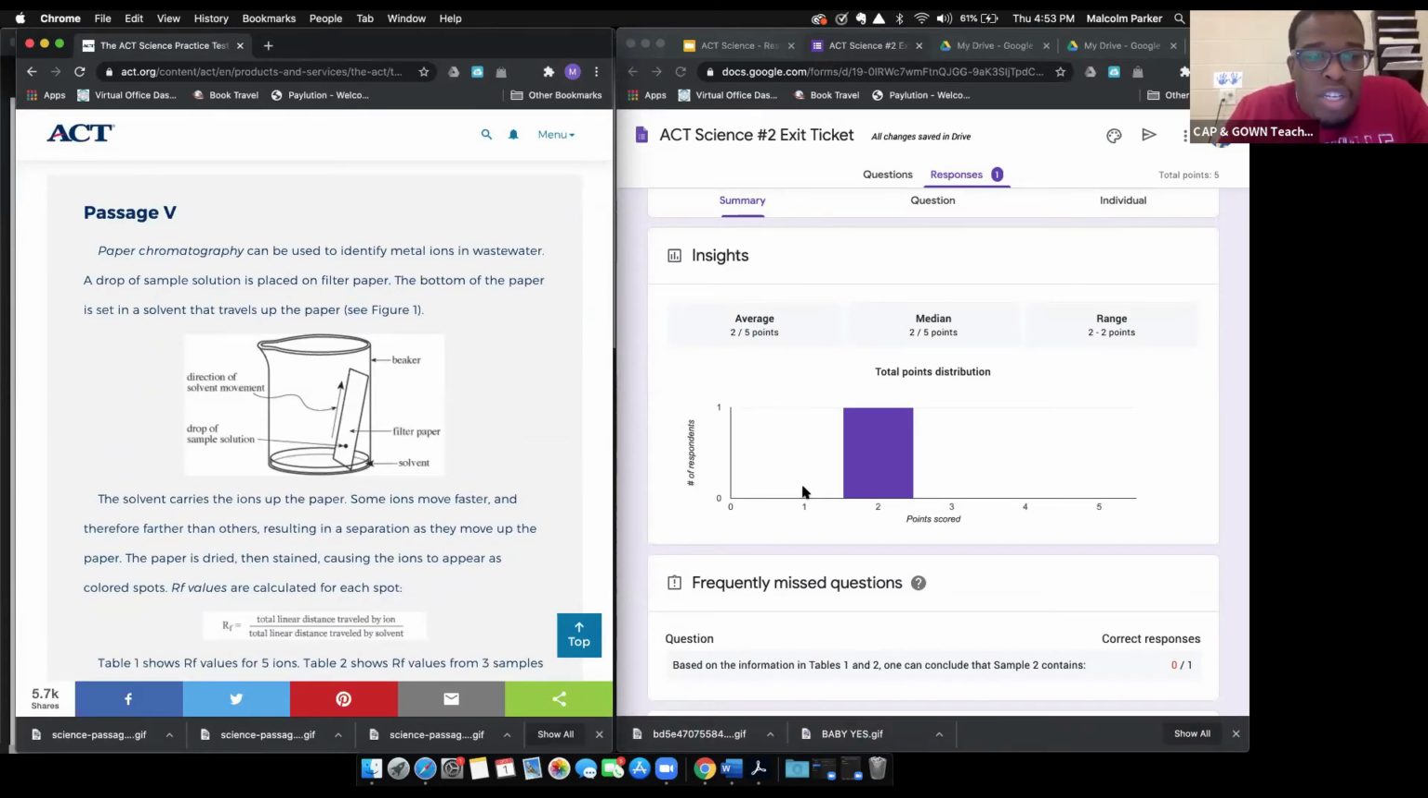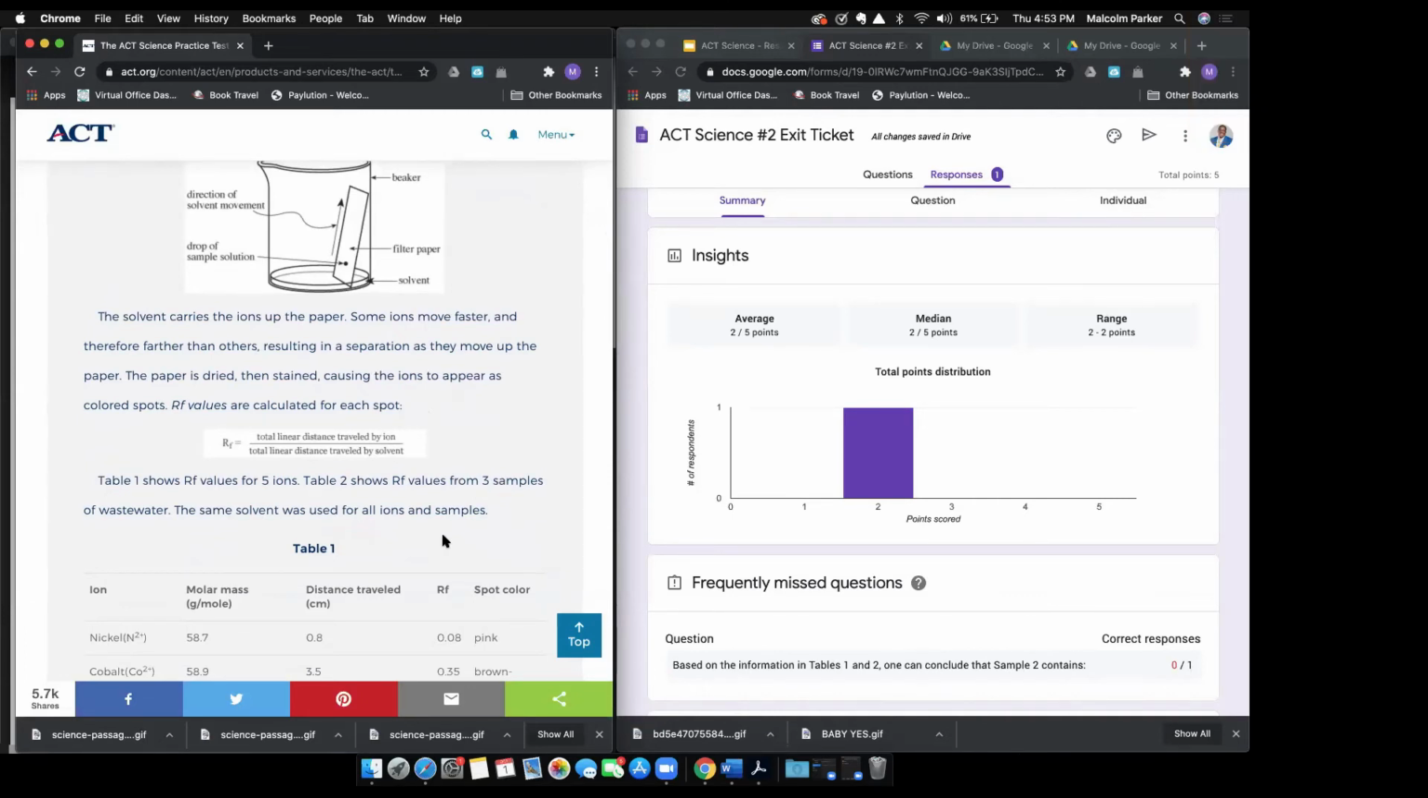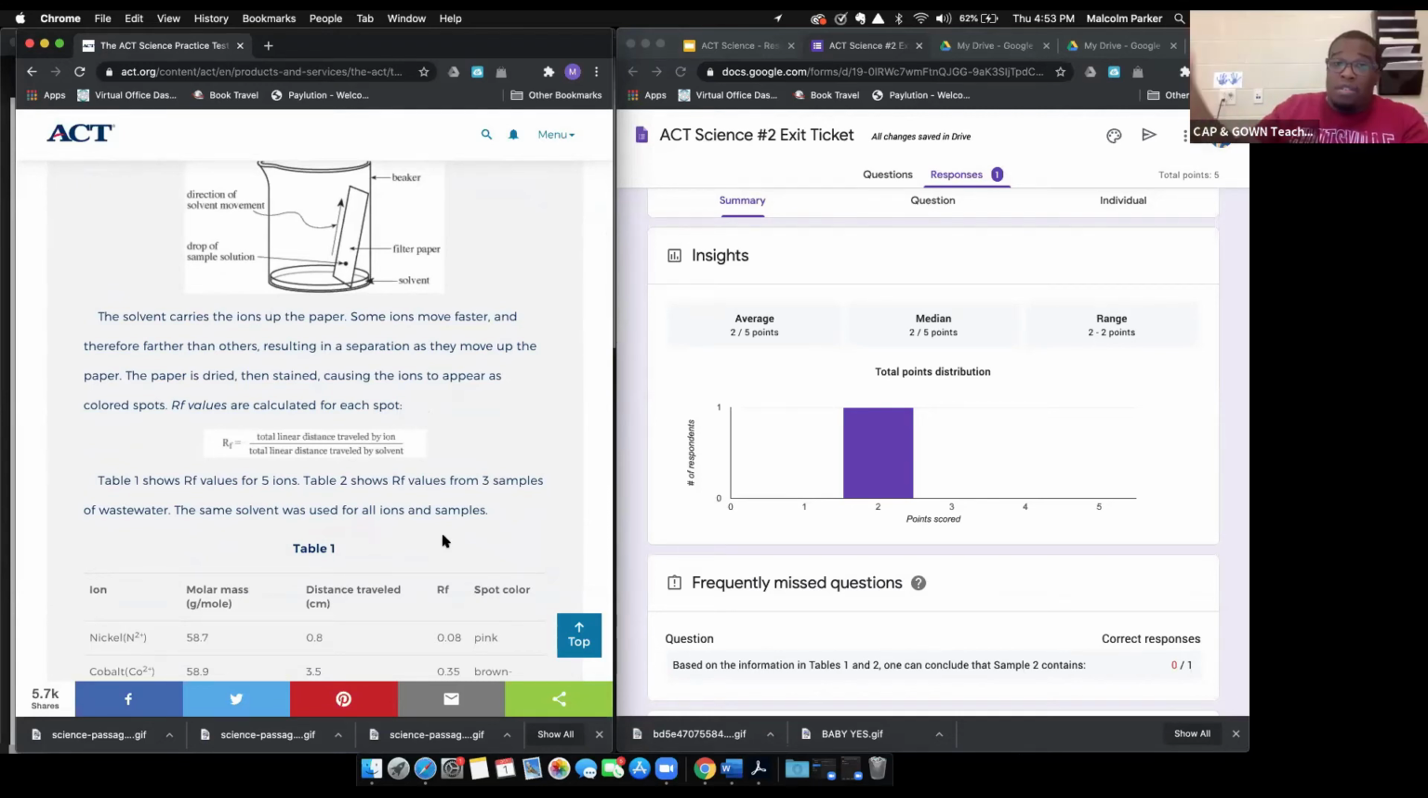A drop of sample solution is placed on filter paper. The bottom of the paper is set in a solvent that travels up the paper. The solvent carries the ions up the paper. Some ions move faster and therefore farther than others, resulting in separation as they move up the paper. That line right there is important because it tells you how to understand the information. The farther that the dot moves, the faster it moves. There's a question that does come up about that.